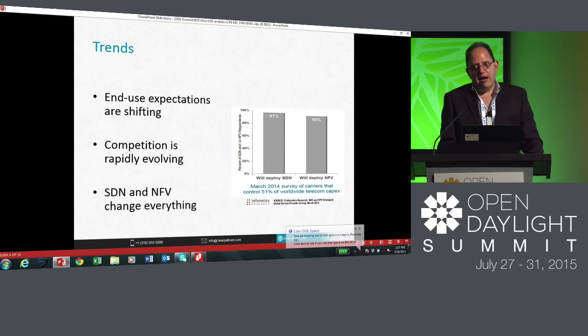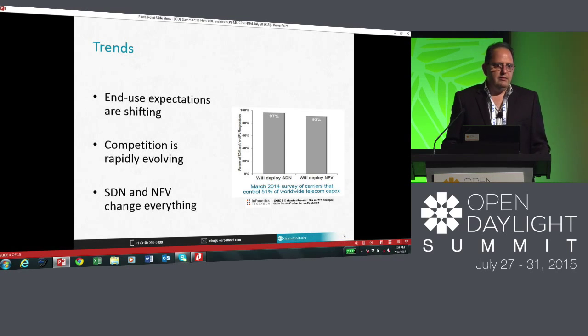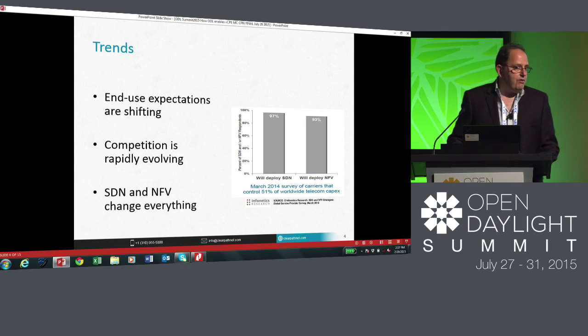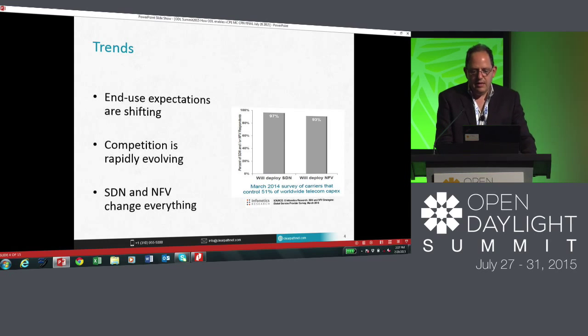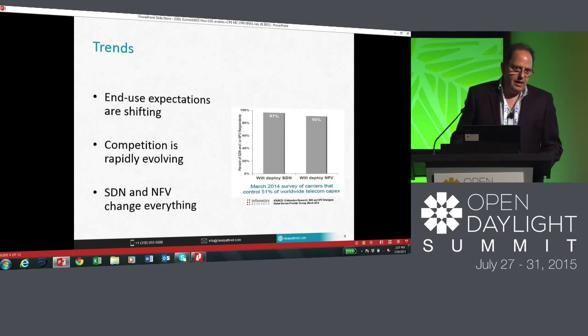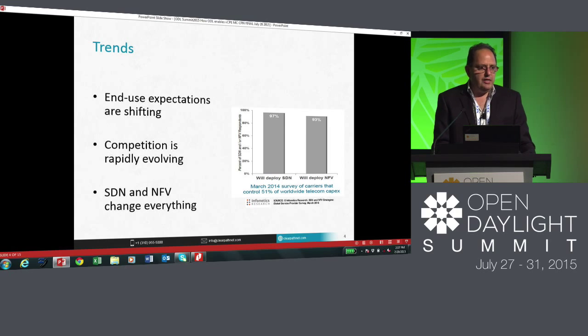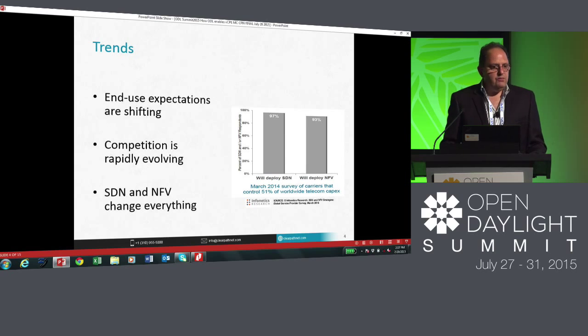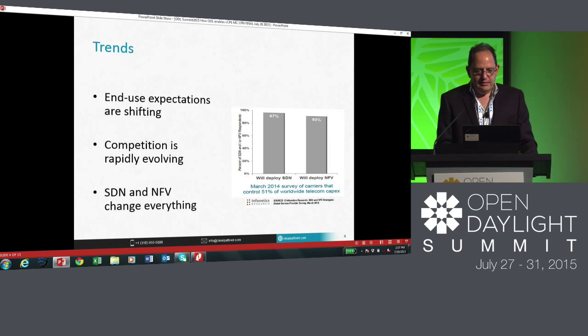And if you have any doubt about whether operators are committed, this is a chart that our good friend Michael Howard from Infonetics Research did. He surveyed telecommunication operators representing over half the world's CapEx. And the question was, will you deploy SDN and NFV? And the numbers are quite staggering.